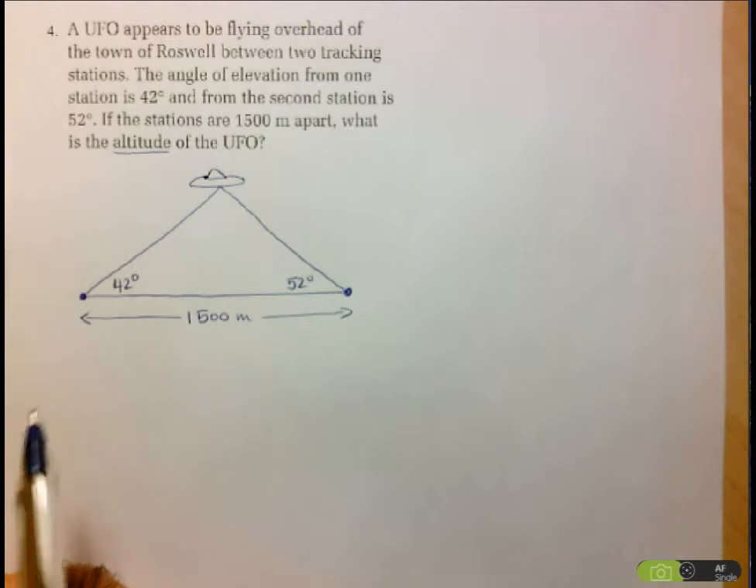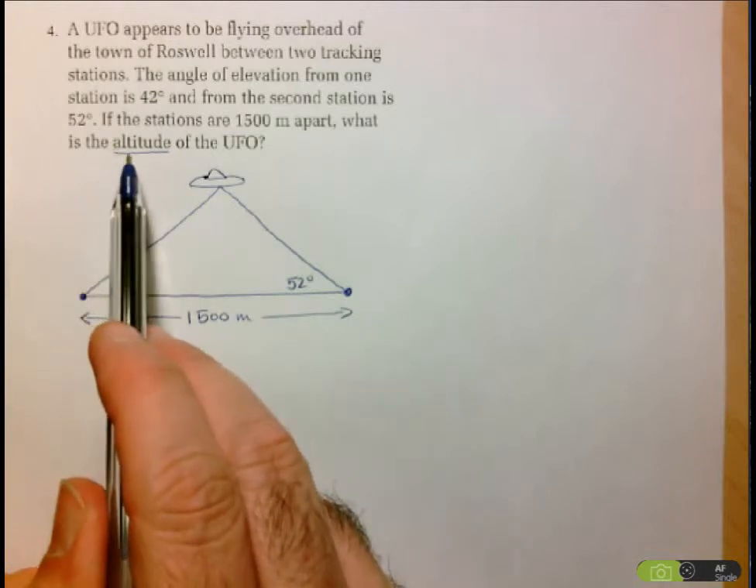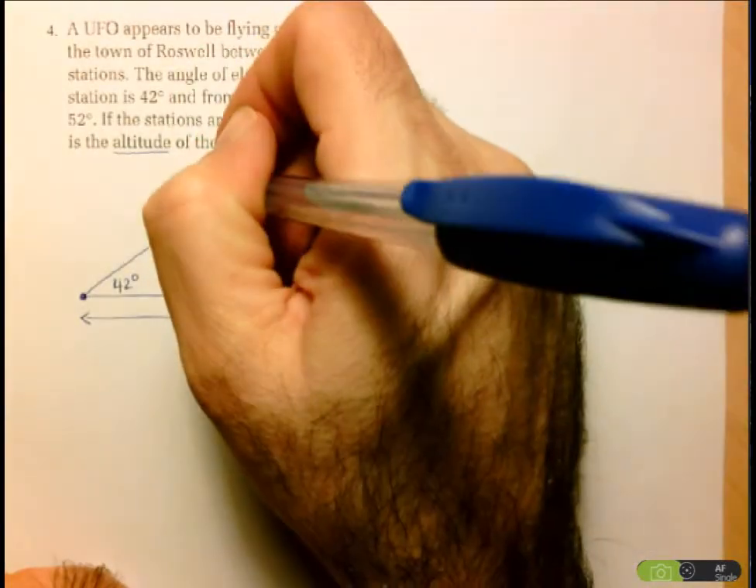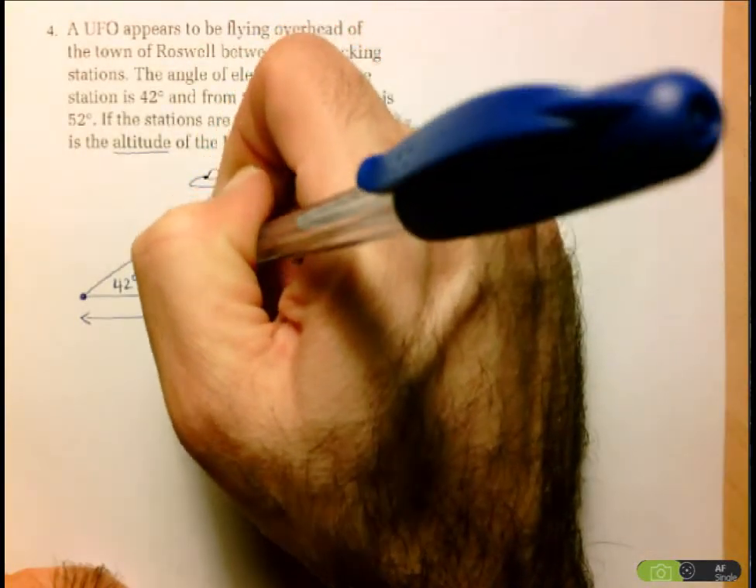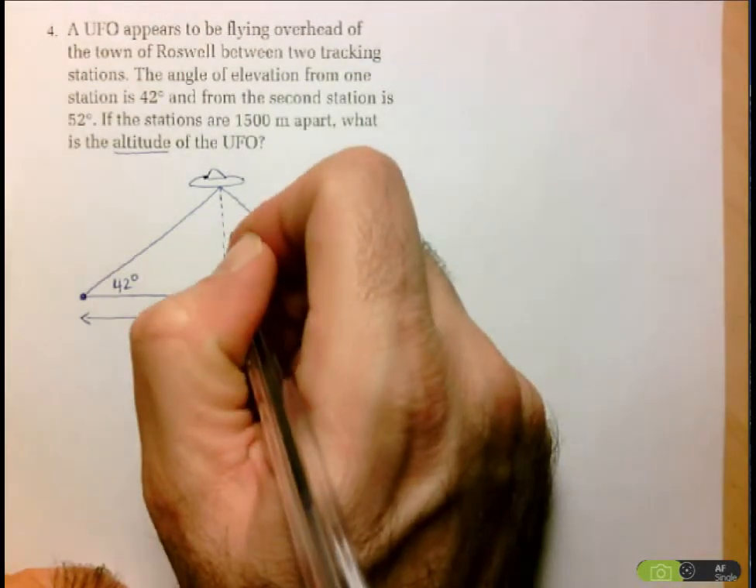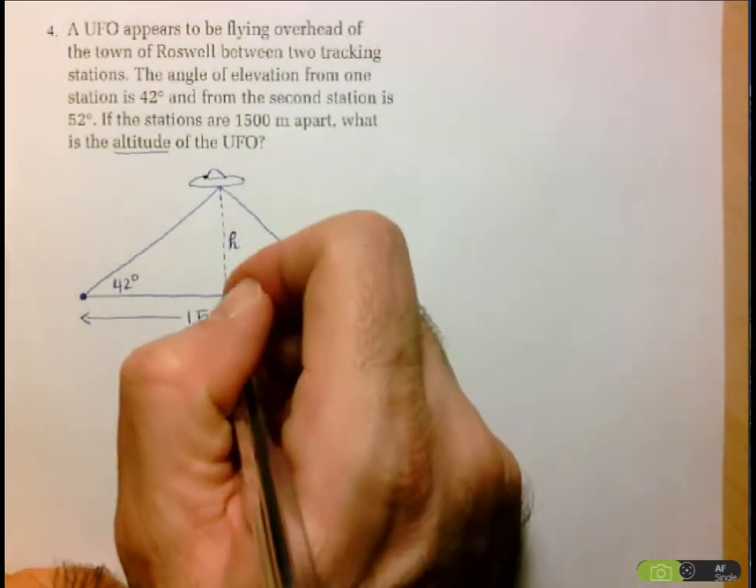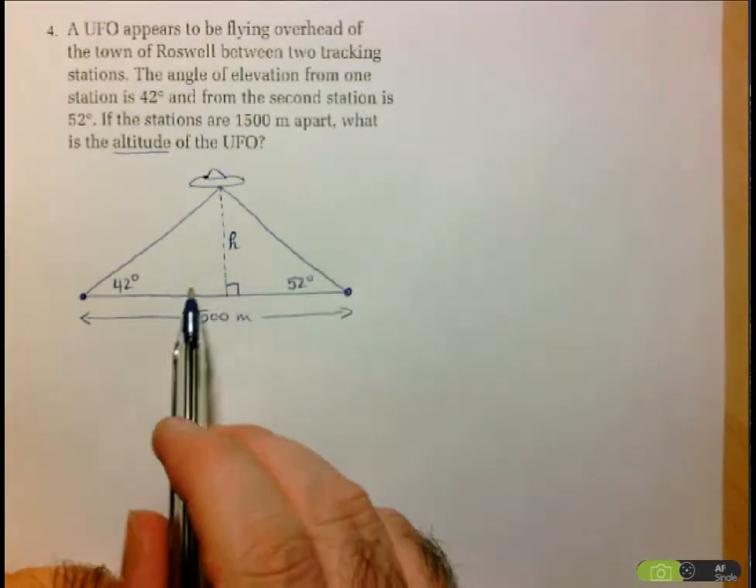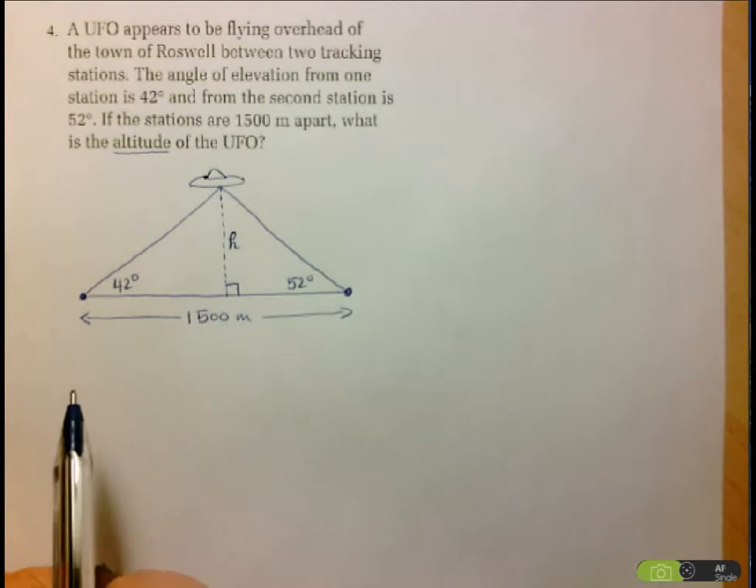Now let's figure out what we're looking for. We're looking for the altitude or the height of the UFO. And as we said, the height represents the vertical distance upwards. Okay, so I'll use this dotted line to represent the height. I'll give it a name, and I'm going to specify here that this is a vertical distance, therefore it's perpendicular to the ground. So we have a 90 degree angle here.